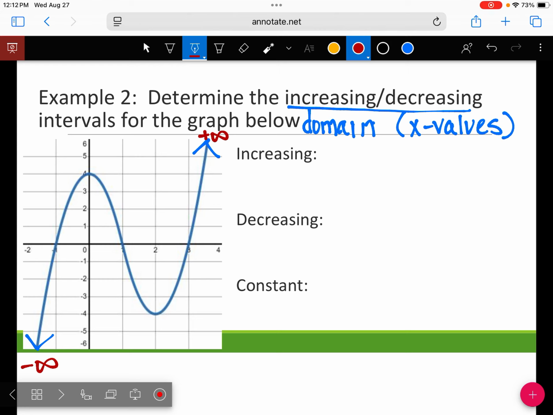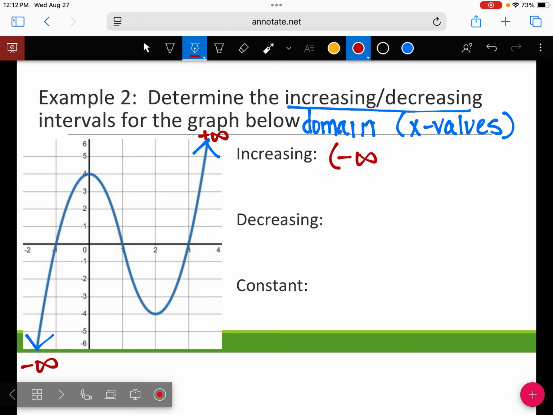Because on the left side, x is negative. And on the right side, x is positive. So looking at the screen, I want you to look at this red dot. I'm tracing the graph. What is the red dot doing? Is it going up or down? Up, which means that this is increasing, and it started to increase from negative infinity.